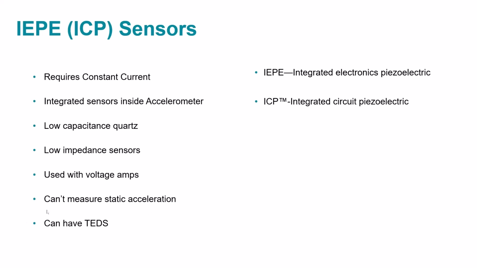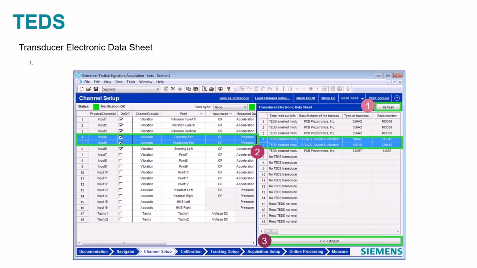But they can have TEDs. If you've never heard of TEDs, it's called a transducer electronic data sheet. So TEDs are really cool. What you can do is you can actually program the sensitivities inside of the accelerometer. And then in Test Lab, you can click read the TEDs, and it will actually tell you the manufacturer, the type of transducer, the serial number, and then more importantly, what people use it for is the calibration factor. And because, like I said, these accelerometers tend to be very stable, they don't drift a lot over time, you don't usually need to calibrate them very frequently. This can be really useful in saving you time in your lab setup.